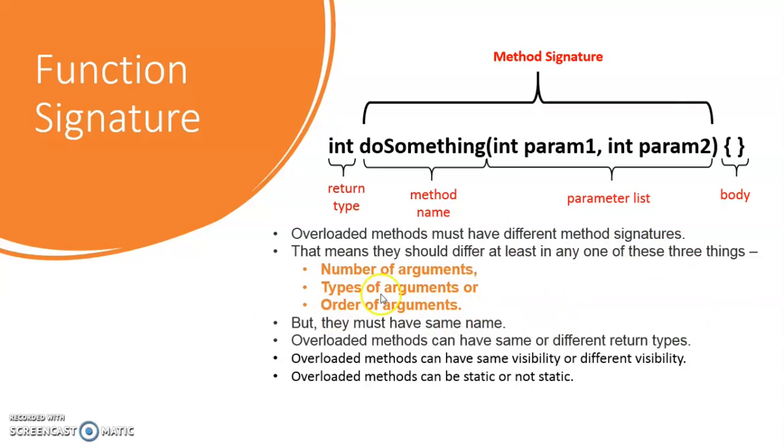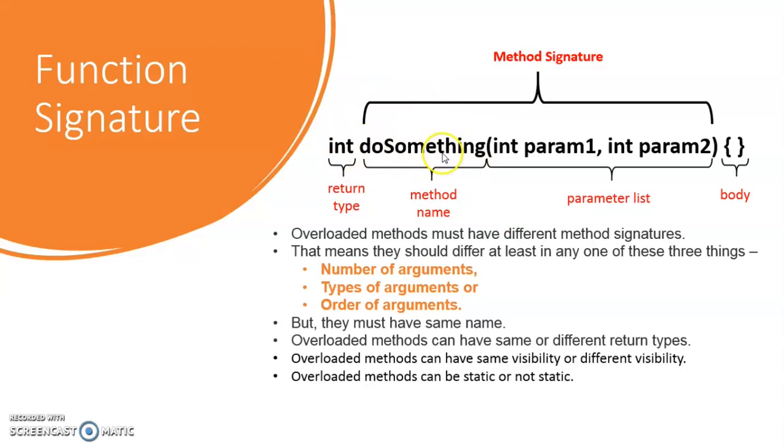Or the order in which the arguments are coming should be different. Like in the first method the first is integer and the second is double. In the second method, the first one is double and the second one is int. If that is the case also, it can be termed as an overloaded method. But what is important here is that the name of the method should be exactly the same.